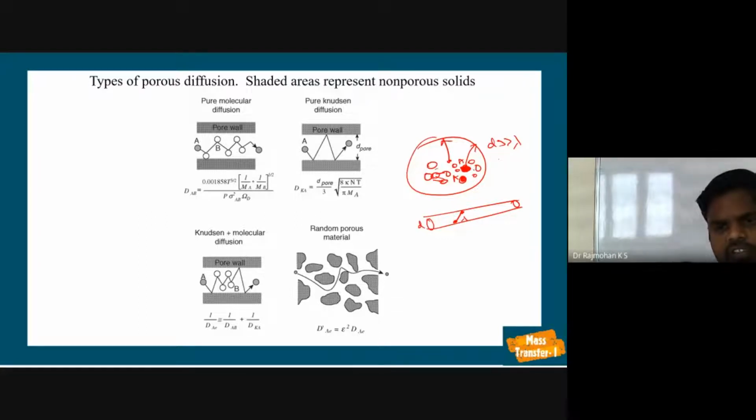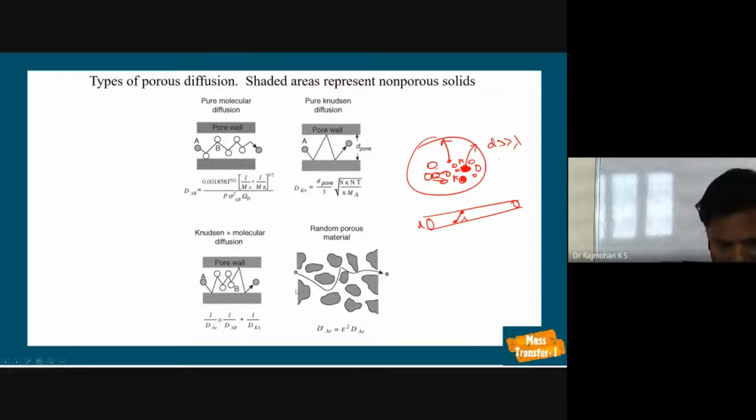But when the diameter of the pore is very high, the probability that it will collide with other atoms or molecules will be high. So that way we have different regions. If your molecule takes a position here, it gets hit on this wall, then it goes across and gets hit by the other side of the wall, so it keeps moving like this. In molecular diffusion, there is no wall hitting here. In pure Knudsen diffusion, the molecules hit the pore wall. We'll discuss that in detail.